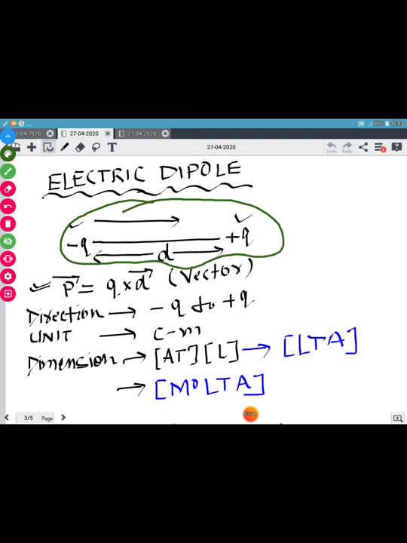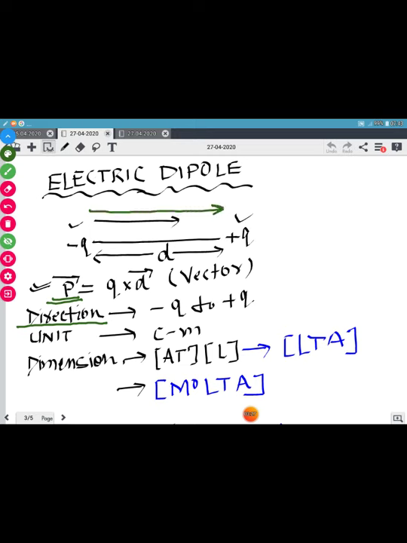And since P is a vector quantity, it must have a direction. So what direction do we consider for it? The direction of electric dipole moment is always taken from minus q to plus q. Say for example, this is the direction, in this case the positive x-axis.